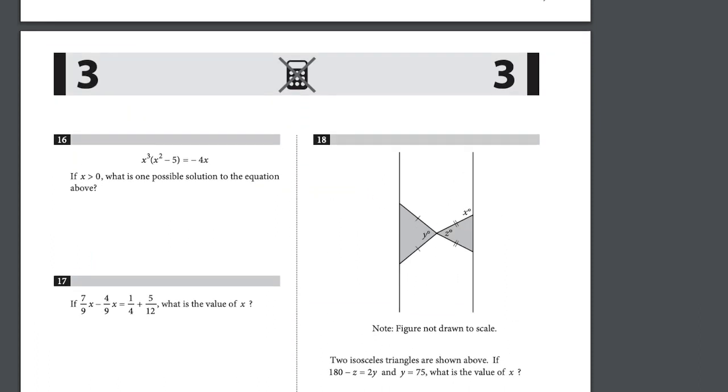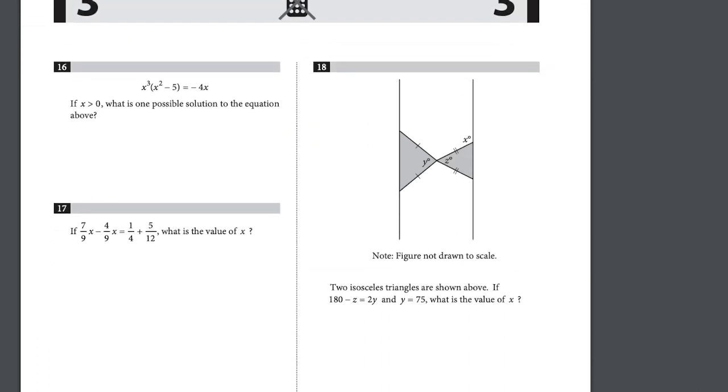And number 18, we got an angles question. If you know all your angle rules, these should come just like that. Okay, so here we go. Two isosceles triangles are shown above. If 180 minus z is 2y and y is 75, what is the value of x? So this x is an exterior angle, right? It's going to be the sum of this angle z and this unknown angle, whatever that unknown angle is.